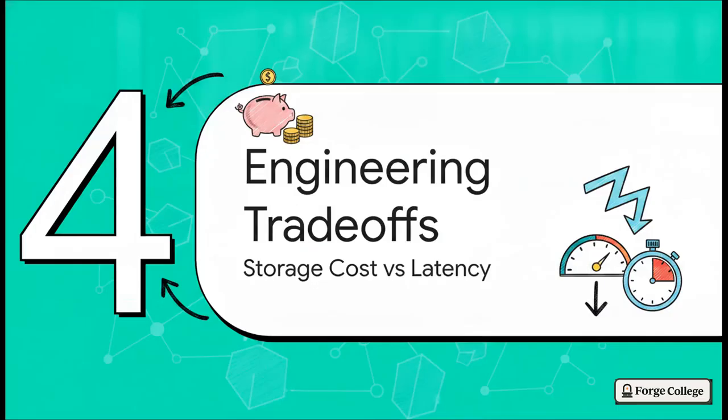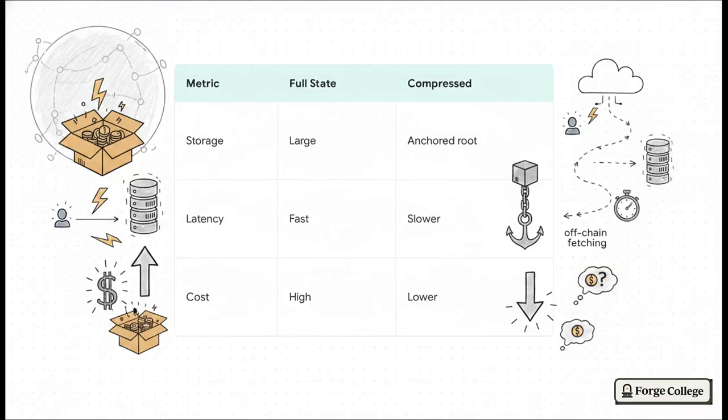Section 4. Trade-offs. Cost versus latency. Comparing the two architectures directly. With full state, you have a massive storage footprint and high rent costs, but your access latency is incredibly fast because everything is right there on the chain. With compressed state, your storage footprint shrinks to a single anchored root, dropping your rent costs to almost zero.